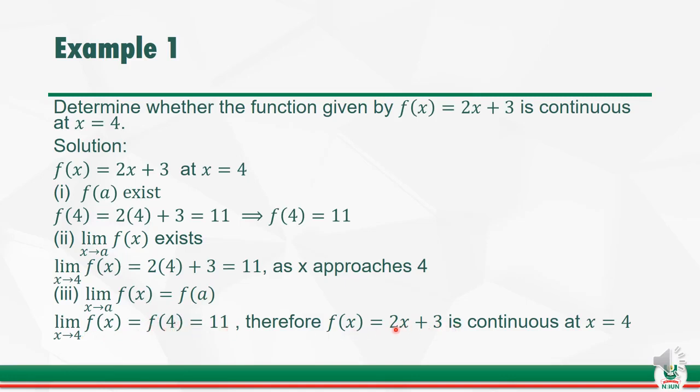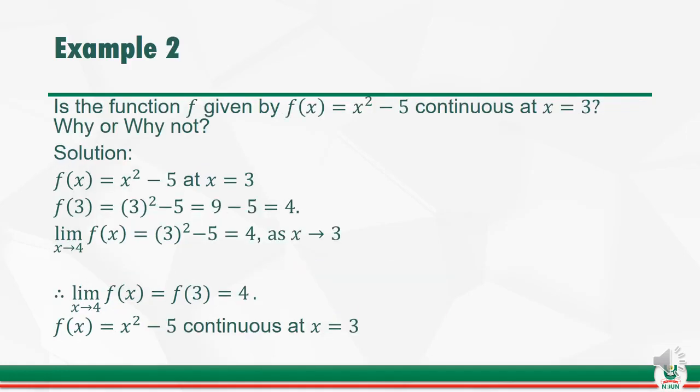Therefore, this function is continuous at point x is equal to 4. Let's move to another example. This one states: is the function f given by f of x is equal to x squared minus 5 continuous at point x is equal to 3? Why or why not? We have to solve this.